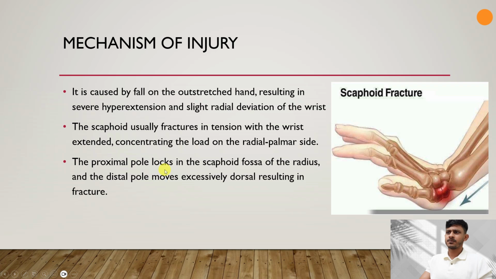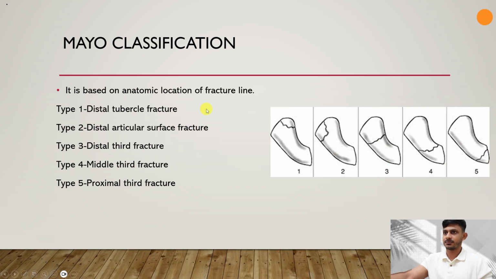Mechanism of injury. So it usually occurs when the wrist is extended and there's a heavy load on the wrist with radial deviation, with more load on the radial palmar side. So the proximal pole locks into the scaphoid fossa of the radius, and the distal pole moves excessively dorsally, resulting in a fracture. So it's caused by severe hyperextension and slight radial deviation of the wrist.